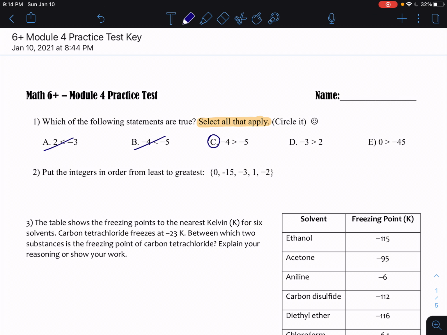In part D, -3 is greater than 2 is not true. Negatives are not greater than positives. And part E is true. 0 is bigger than -45.